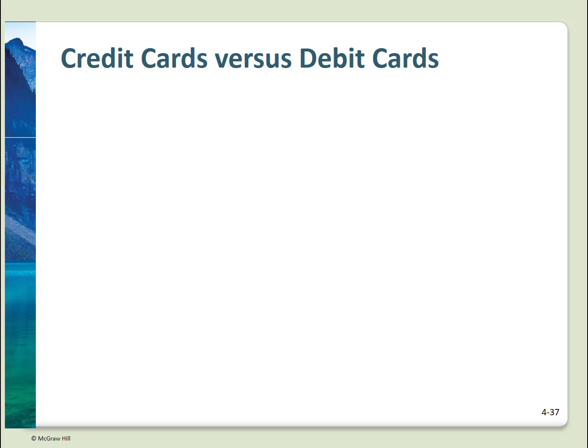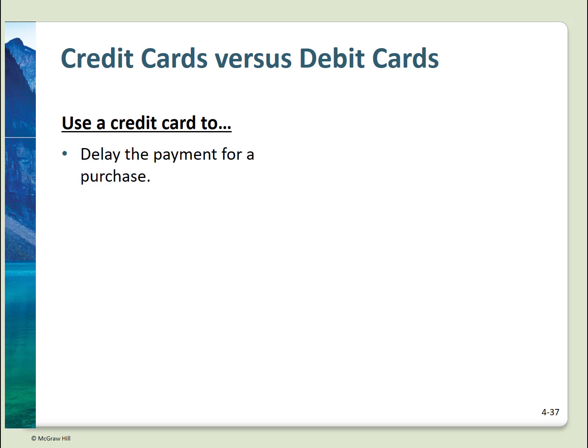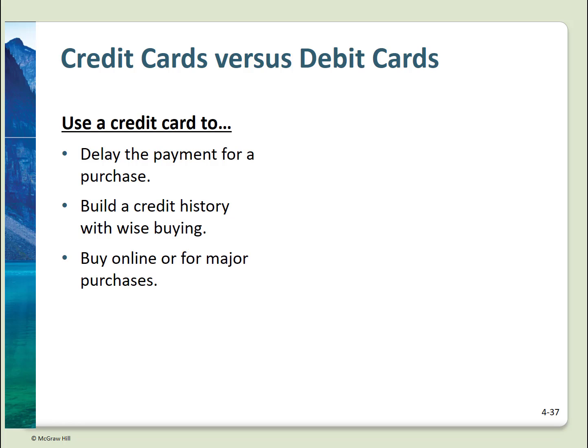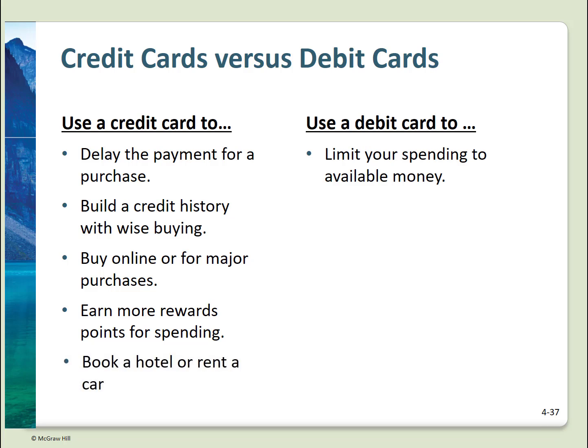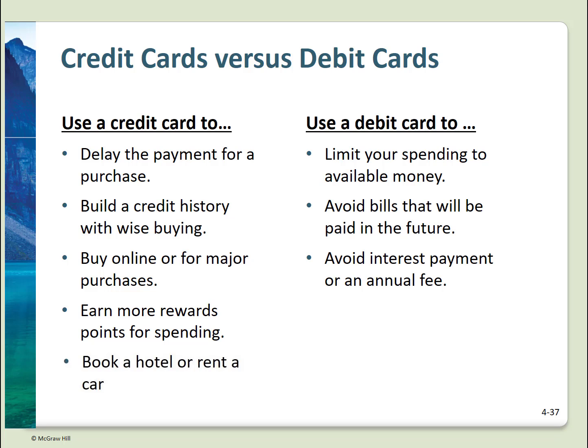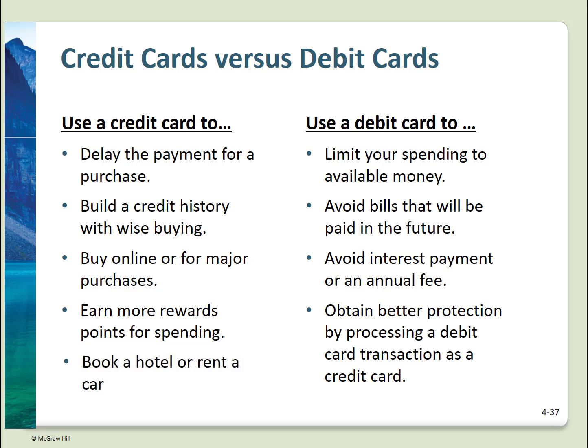The credit card versus debit card debate. A credit card makes sense if you want to delay payment, you need to build a credit history, you're buying online, it's a major purchase, you want to earn rewards, you need to book a car or a hotel room. A debit card makes sense if you want to control your spending, you want to avoid future bills, you want to avoid interest payments or fees. It's better protection versus a credit card.